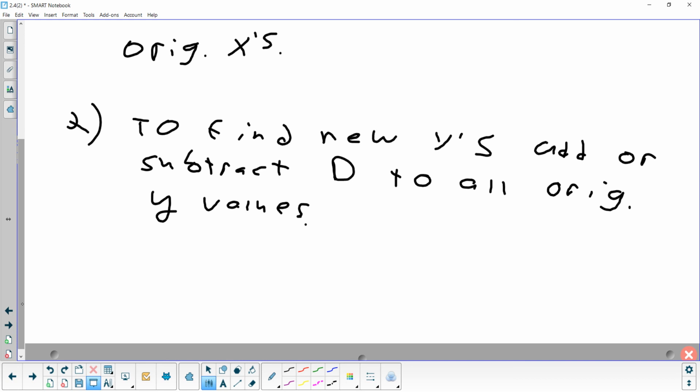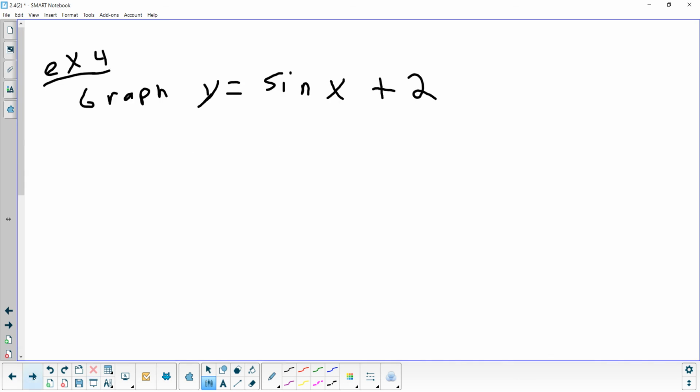All right. So again, all you're going to have to do is add or subtract a number to a 1, a 0, or a -1. That's it. And don't do the opposite. Do exactly what you see in the problem. All right, so y equals sine of x plus 2.